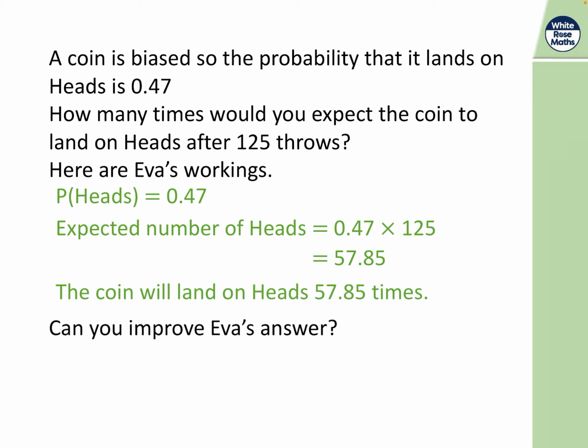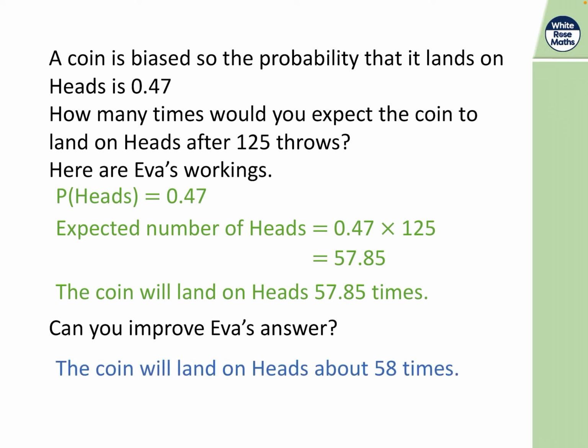Can you improve Eva's answer? What she's done is fine. Her working out is perfect. But the issue is obviously with 57.85. How does it land 0.85 times on heads? So we would round that 57.85 up to 58. And again, using the word about or approximately just makes it a more realistic answer. It's not going to land on heads exactly 58 times, but it's going to be somewhere close based on the probability.